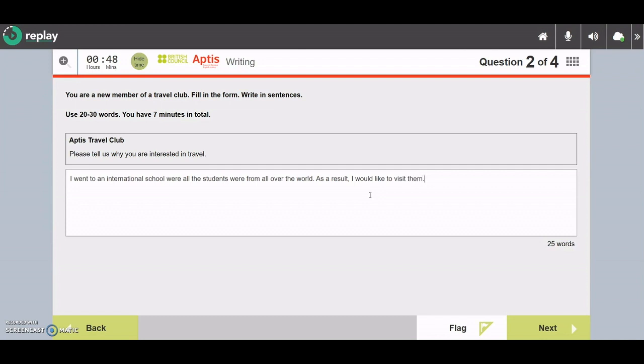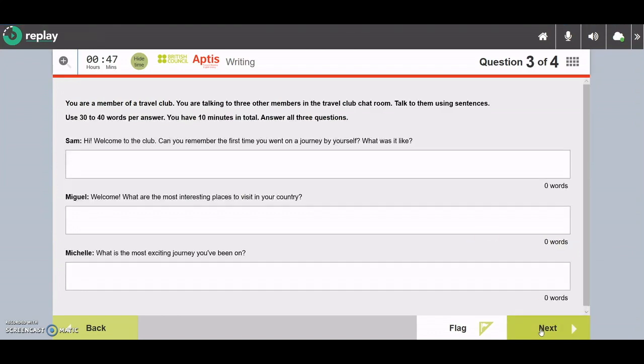Okay. The requirement in this particular part of the exam says I should use between 20 to 30 words. As you can see, with my word count here, I've written approximately 25 words. That is perfectly satisfactory. It's right in between the limits that have been put, right? And I've responded to the question. Let's move to the next part of the exam.